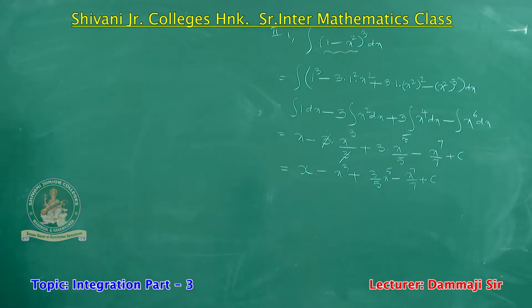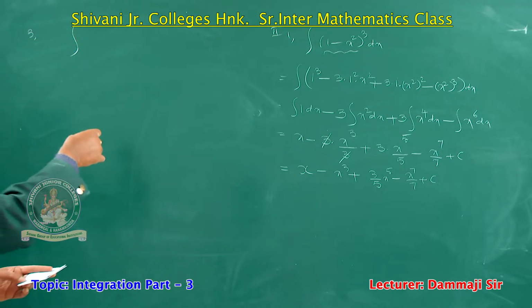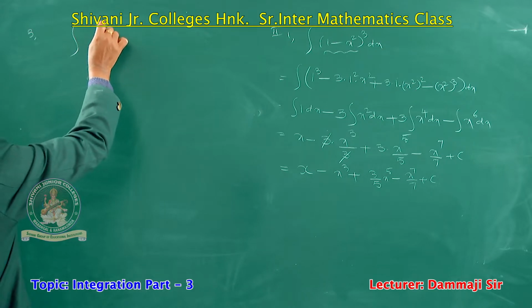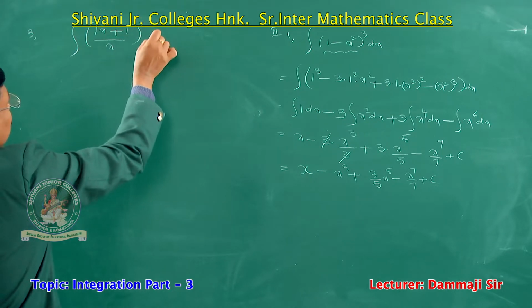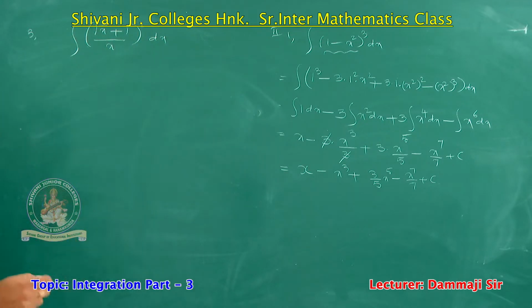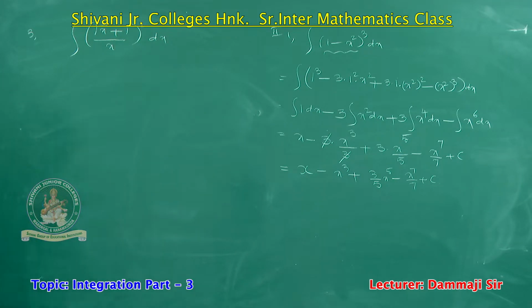The third problem is the integral of (square root of x plus 1) by x, whole square. You can observe the previous and present problems. Previous and present both belong to algebra. I already told you that algebra is nothing but the same expansion, splitting into partial fractions, or cancellation. It is one of the processes.